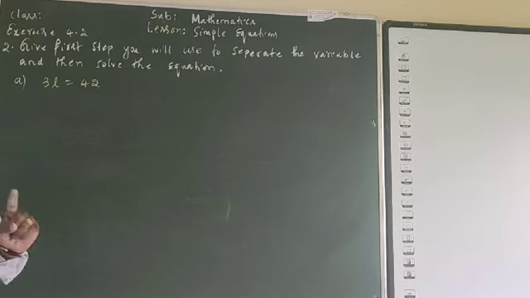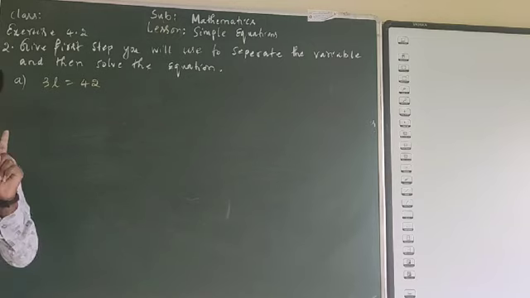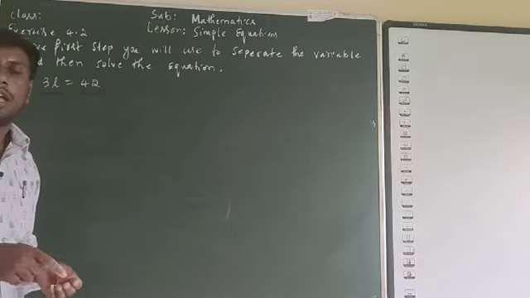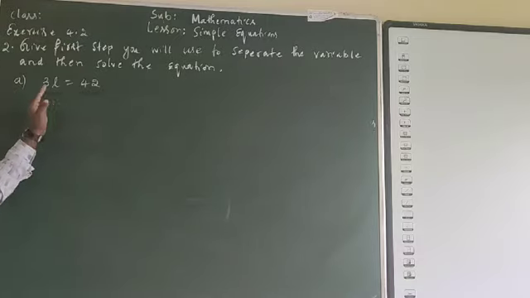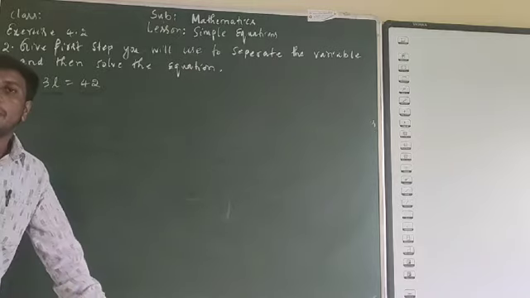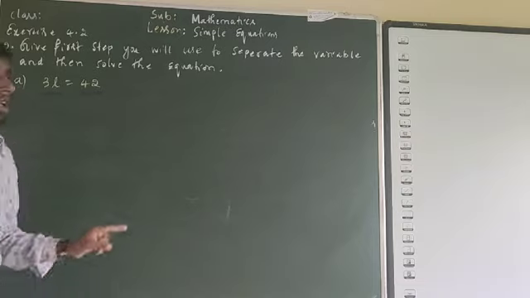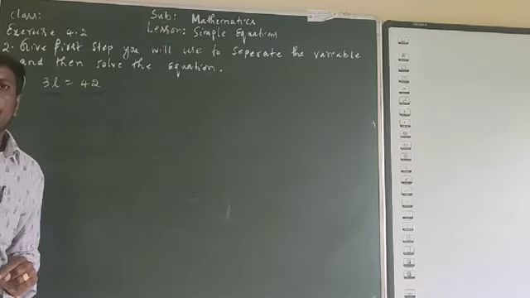To separate the variable, you need to look at the LHS and find out what happened in the LHS. This is LHS, this is RHS. What is the variable here? L is the variable. Remember that. So 3 is multiplied with L. 3L means 3 into L.